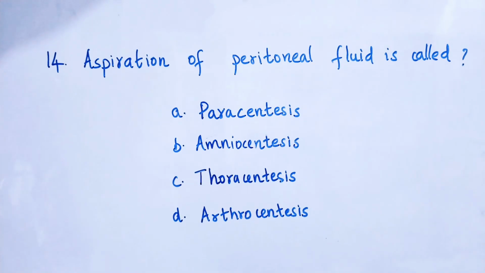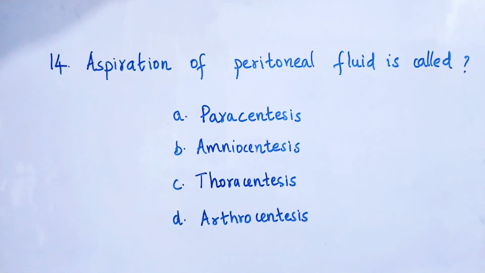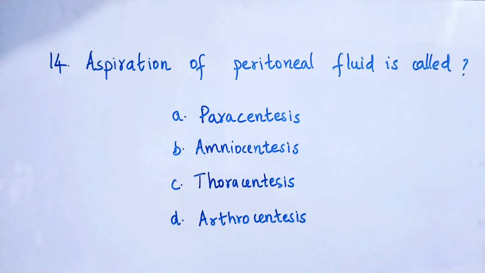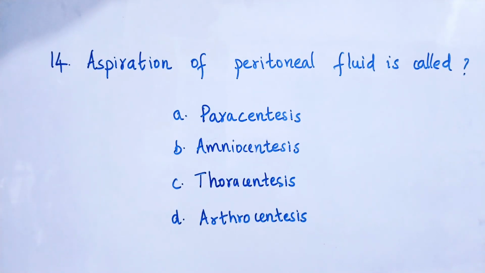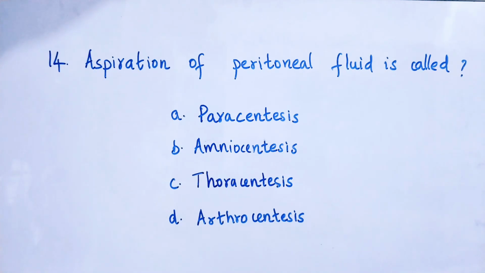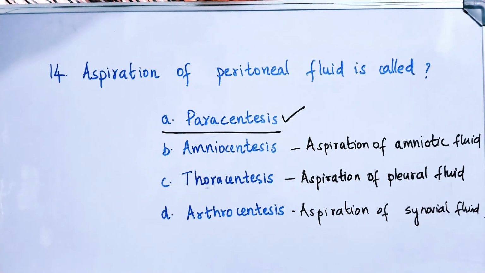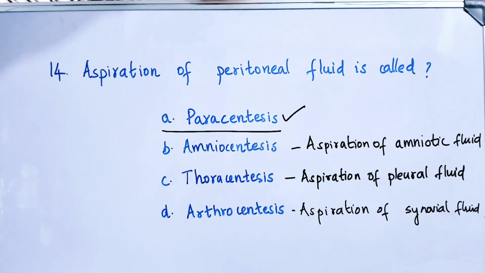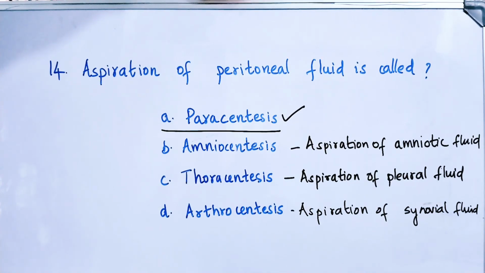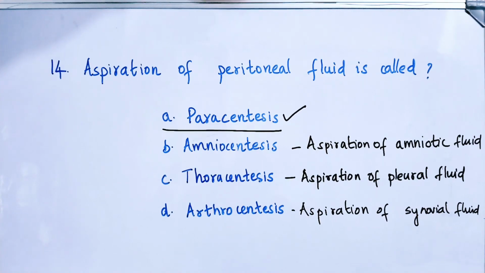Question number 14. Aspiration of peritoneal fluid is called option A, paracentesis, option B, amniocentesis, option C, thoracentesis, option D, arthrocentesis. Aspiration of peritoneal fluid is called paracentesis. The right answer is option A, paracentesis. Here, amniocentesis is the aspiration of amniotic fluid, thoracentesis is for pleural fluid and arthrocentesis is for synovial fluid.